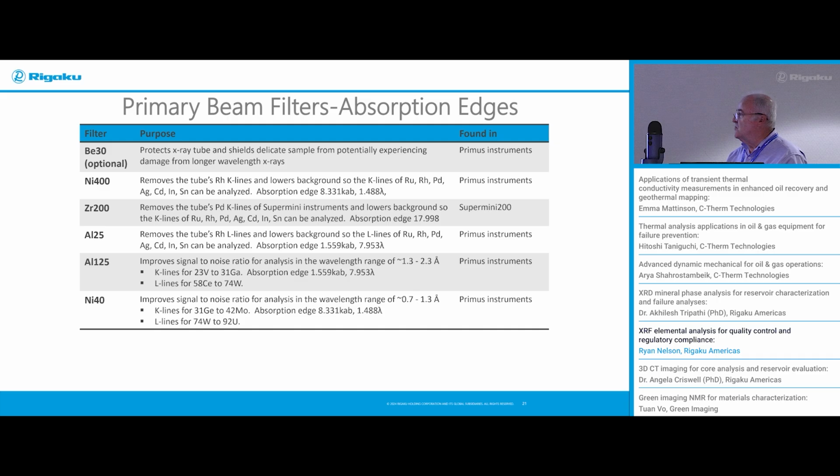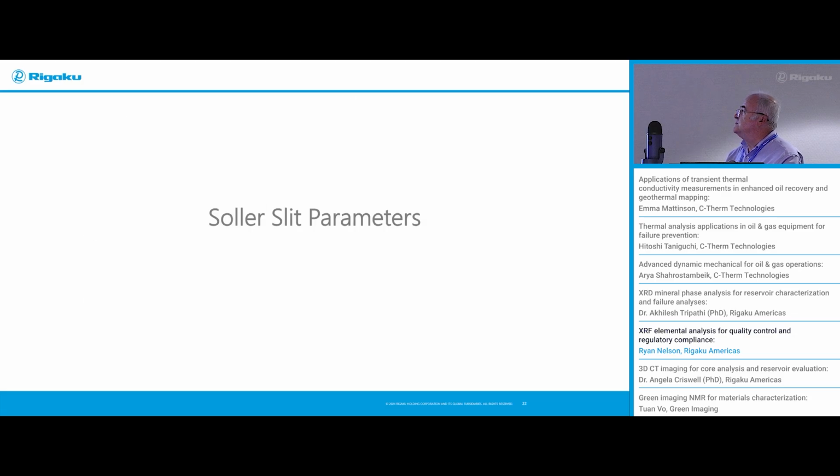Filters are in all the machines typically. Depending on what anode you've selected, you'll be using a nickel or a zirconium to remove those tube lines. Obviously, you can't do any catalyst work without these filters in place. So this would remove all those characteristic lines. The other filters by absorption edge reduce the noise level of your elements of interest. So people looking at catalysts or strontium or other moly, barium, etc., with other elements will need to employ filters.